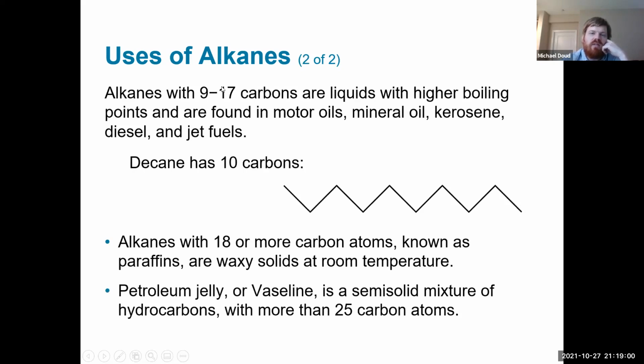Anything with 9 to 17 carbons, these are liquids that have higher boiling points, and they're more likely to be found in things like motor oils and mineral oil, so things with high viscosity that are really useful for lubrication, for example. But they also include compounds that make up kerosene, diesel, and jet fuels. So again, you can burn them really well, but they can also be used as lubricants. Anything with 18 or more carbon atoms are waxy solids at room temperature, which would include Vaseline, which is called petroleum jelly.